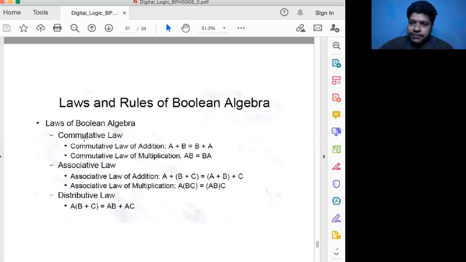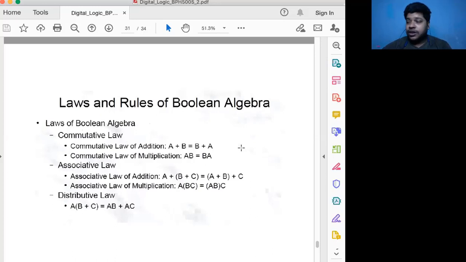So on the basis of that, there are some laws. The laws of Boolean algebra follow the commutative law. So A plus B is equal to B plus A in Boolean algebra. तो अगर A plus B लिखा है, उसको अगर B plus A लिख दें, तो ये Boolean algebra में गलत है. Simple algebra में भी ये गलत है.